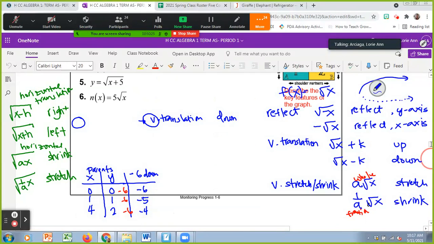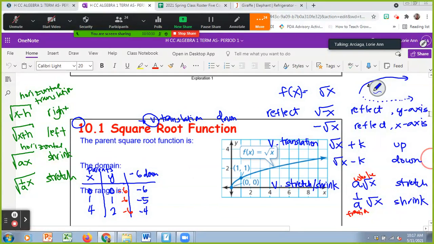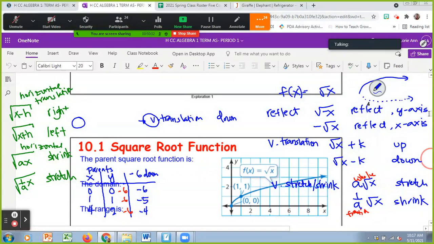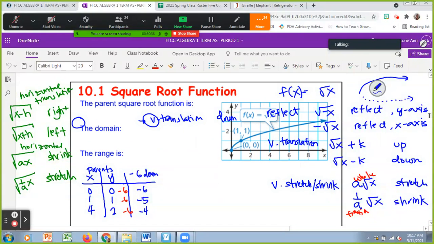Let me just go back to that so you can see it clearly. Where was it? Oh, this one. This graph right here. Okay, so what basically is happening here? This is your parent function. And what we're doing when you say 6 down is you're just moving every point. Remember our points earlier? This is 0, 0.